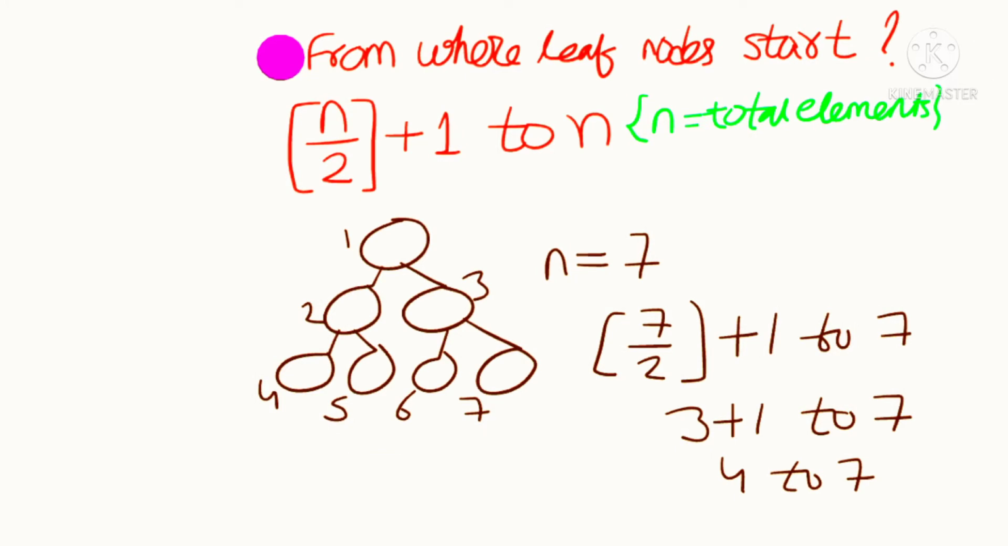So in this binary tree, there are 7 elements. So we have to calculate from where the leaf nodes start. So n by 2 means 7 by 2 plus 1. It is 7 by 2, something like 3.5. But we have to take the floor value, meaning the lowest value of this. It is 3. 3 plus 1, 4. From the 4th place, the leaf nodes start. What are leaf nodes? The nodes which are at the last.